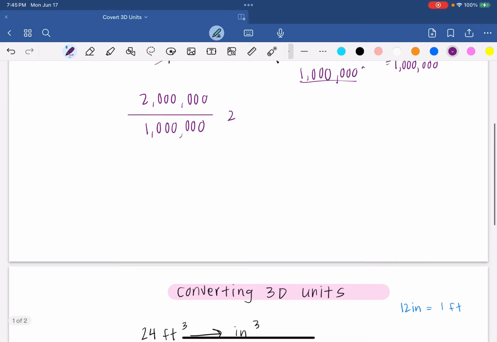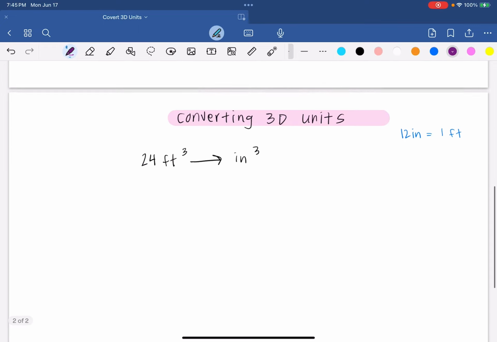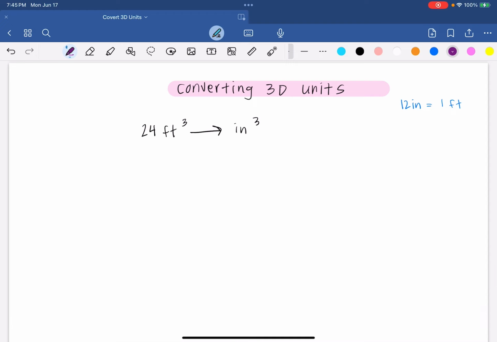Looking at my next conversion, let's practice this, which is converting 3D units, but instead of working with centimeters and meters, we are going to be working with feet and inches. So as you may know, there are 12 inches in 1 foot. But, like we said, these are cubed. So we need to figure out what these are cubed. 1 times 1 times 1, again, just 1, so the 1 stays the same, but we need to figure out what 12 times 12 times 12 is.